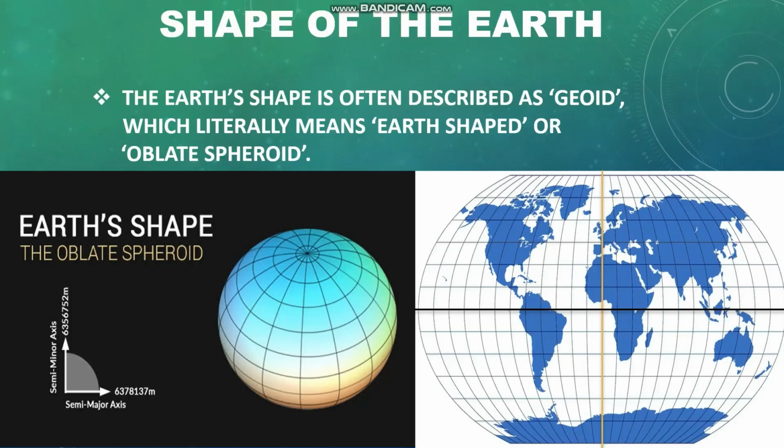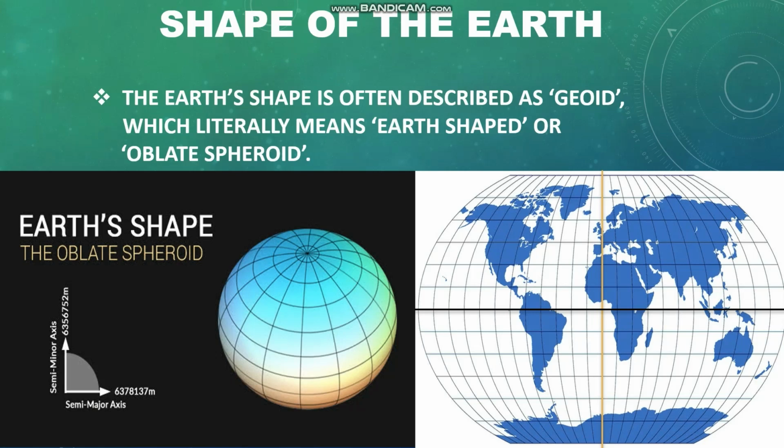Next, we'll move on to the shape of the Earth. The Earth's shape is often described as geoid, which literally means Earth shape, or oblate spheroid. Why is it called so?